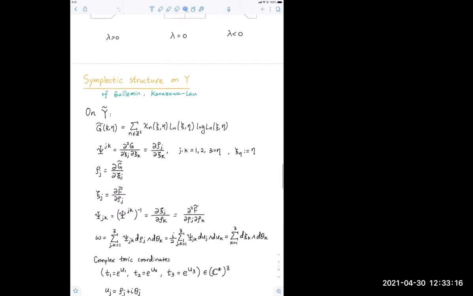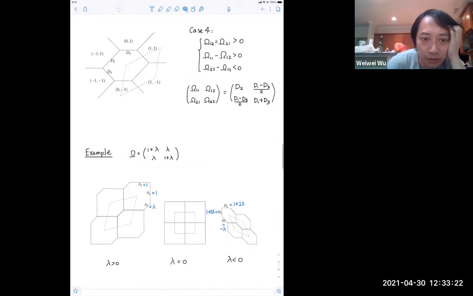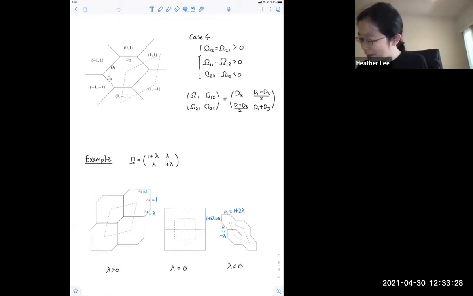Hi, Heather, I have a question. Just a quick question. Is your lambda some kind of symplectic area? So what does the minus lambda mean? Oh yeah, because when lambda is negative, the area needs to be minus lambda.